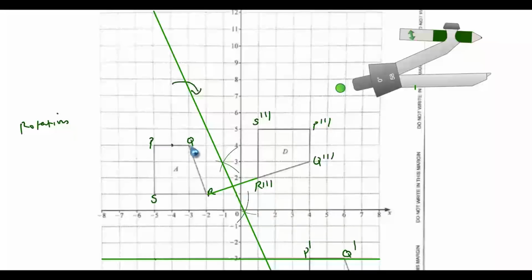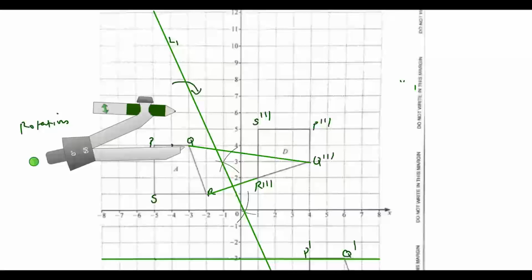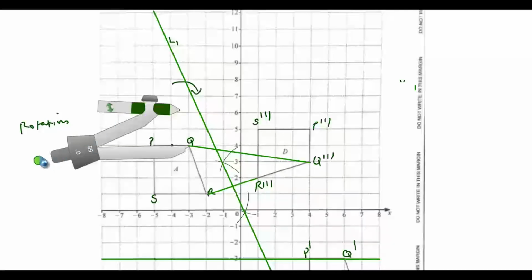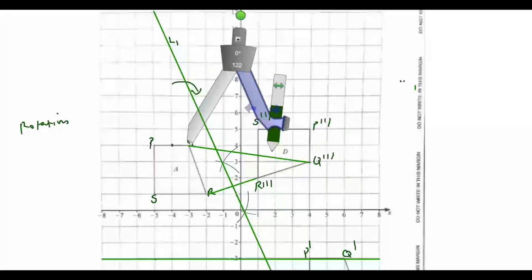Okay, so let's take this, draw from here to this. So we need to bisect this one. Don't forget this one is the first perpendicular bisector, so I can call this one L1. Okay, so I need to do another one, L2. So where L1 and L2 meet will be the center of rotation. Okay, so let's take this again. So center at Q. Okay, then a radius that is more than half of the line.